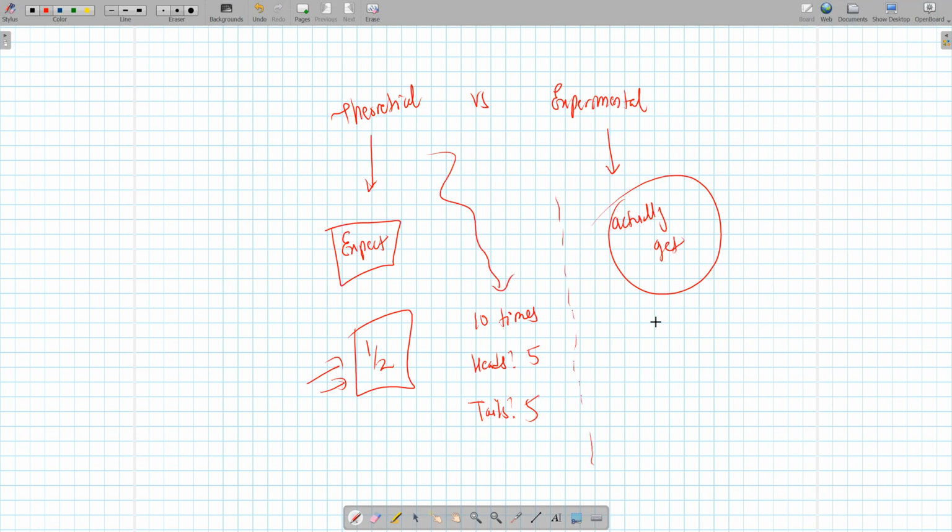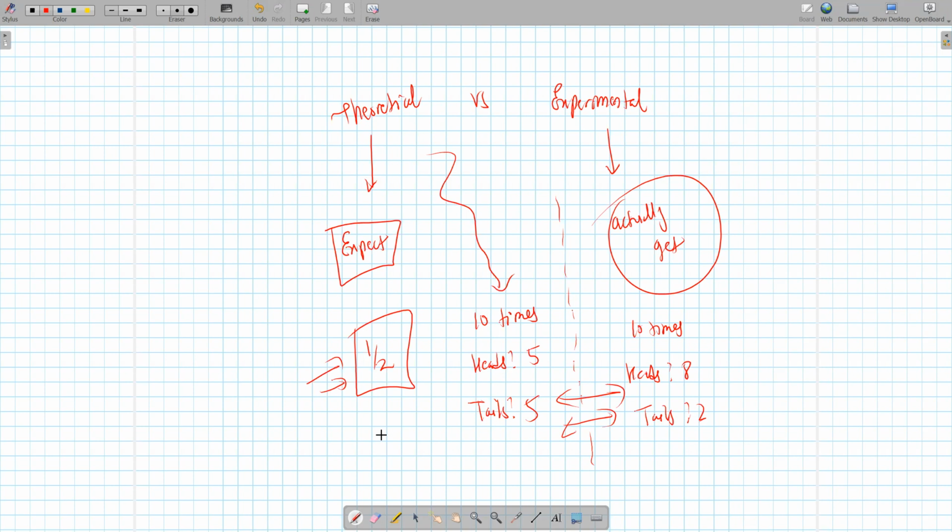But then in reality, things could be different. You've tossed it 10 times. You could maybe get 8 heads and 2 tails, right? So these will be different in real life. They could be the same, but they may also be different.